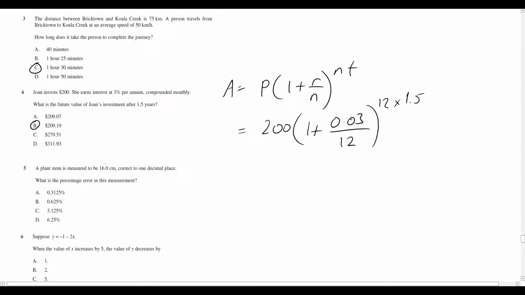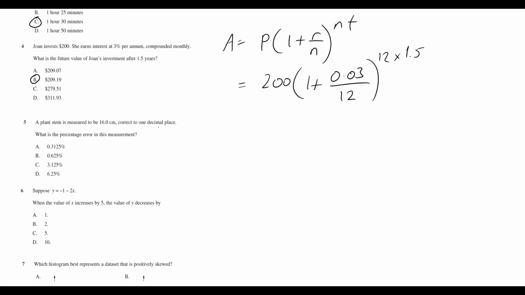A plant stem is measured to be 16.0 centimeters, correct to one decimal place. So what is the percentage error in this measurement? To figure out percentage error, first we need the absolute error, and that is found by going 1 unit over from the lowest that we can measure and letting it be equal to 5. So the absolute error here would be 0.05, since the precision of the measurement was to the 0.0 centimeters, so this one, so then we go 1 more, and let that be equal to 5.